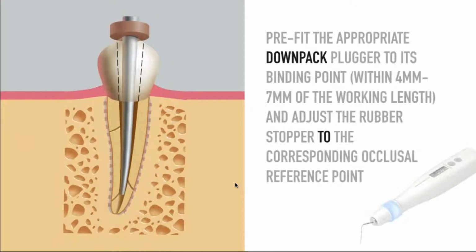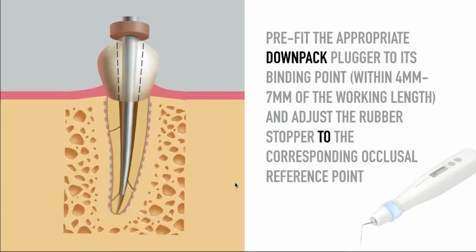And then what we want to do when we first start using this technique, and we're novice to this, we want to pre-fit the appropriate down pack plugger, because we want to know where the tip of that plugger contacts dentin. I want to know where this contact point is, also called the binding point. And I want to make sure I know where it is, because when I start condensing through gutta percha, I want to know beforehand when the tip of that plugger is going to contact dentin, because I do not want to incite a vertical root fracture.